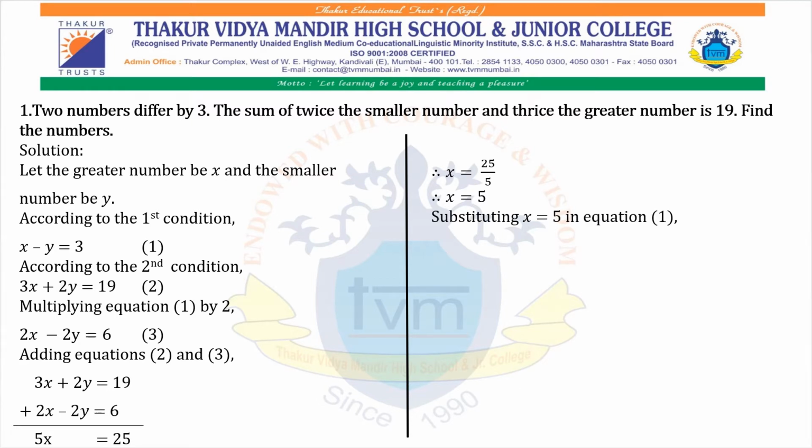Now substituting x is equal to 5 in equation 1. Therefore x minus y is equal to 3. So 5 minus y is equal to 3. Therefore 5 minus 3 is equal to y. Therefore y is equal to 2. Therefore the required numbers are 5 and 2.